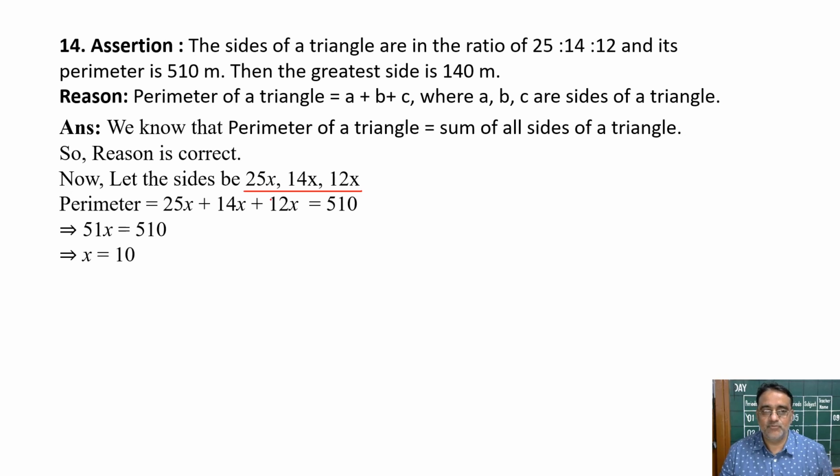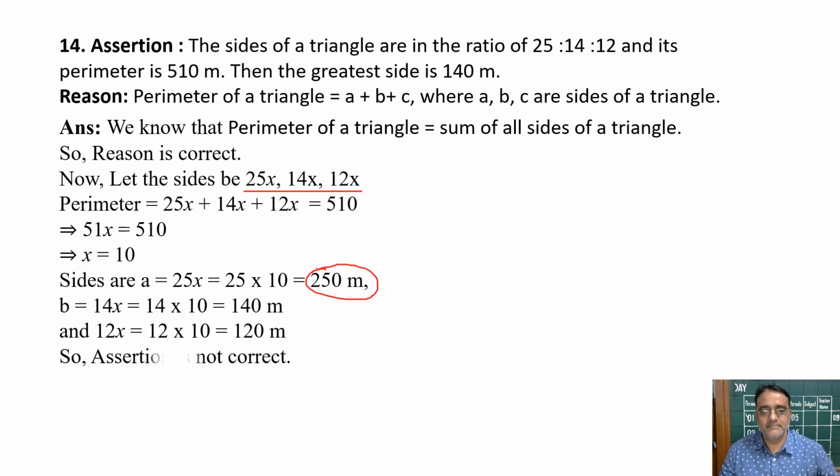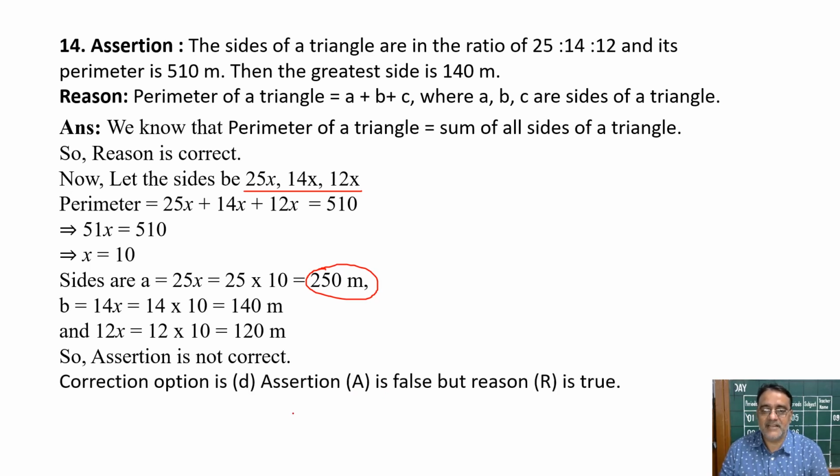10, right. So we are getting A is equal to 25 into 10, that is 250. B is 14x, that means 140. And C is 12x, that means 120. So what is the greatest side here we are getting? 250. That means assertion is wrong. So which option is the correct one? Option D, right. Assertion is false, but reason is true.